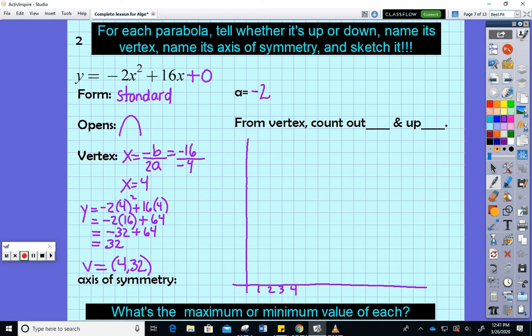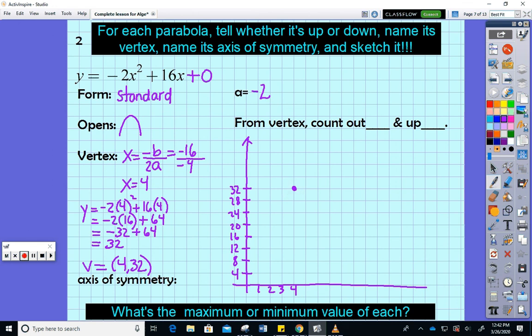And then let's see here. How about 1, 2, 3, 4, 5, 6, 7, 8, 9, 10, 11, 12, 13. Nope, I better scale by 4s. I was going to see if I could scale by 2s, but I don't think so. So 4, 8, 12, 16, 20, 24, 28, 32. I believe that's the best I can do. So (4, 32) is going to put me right here.